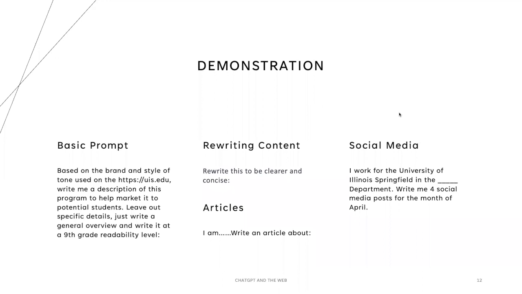So based on the brand and style of the tone used on the https://uis.edu, write me a description of this program to help market it to potential students. Leave out specific details, just write a general overview and write it at a 9th grade readability level. So that part is really important. 9th grade readability level is what our website should be written at.